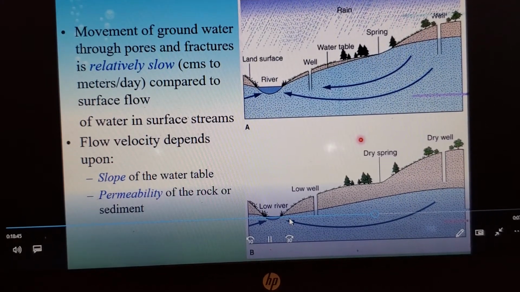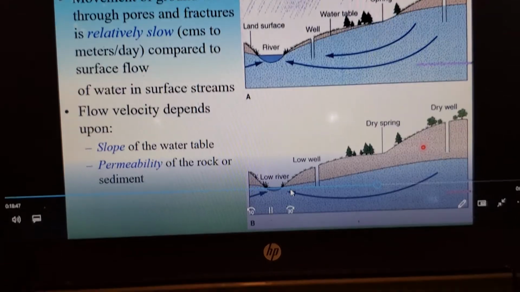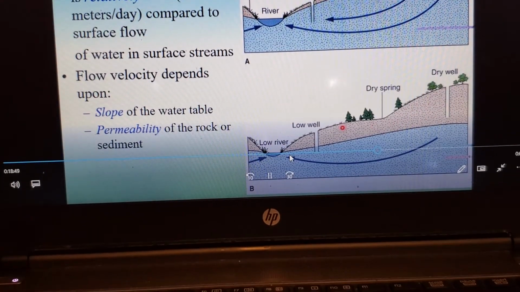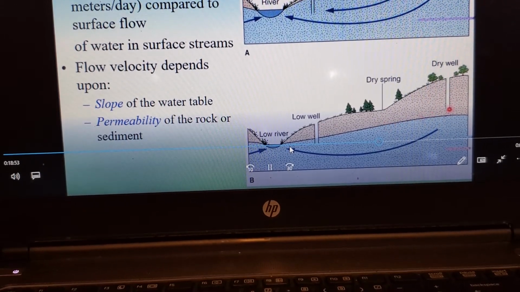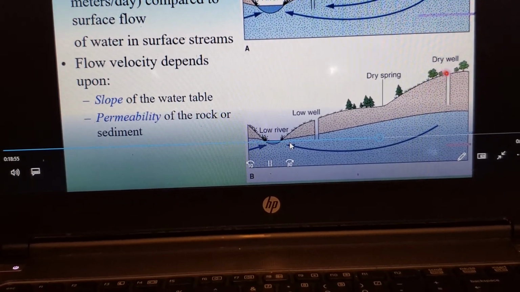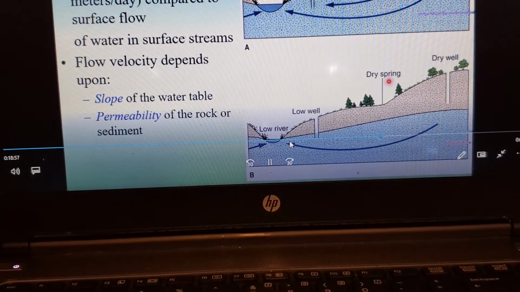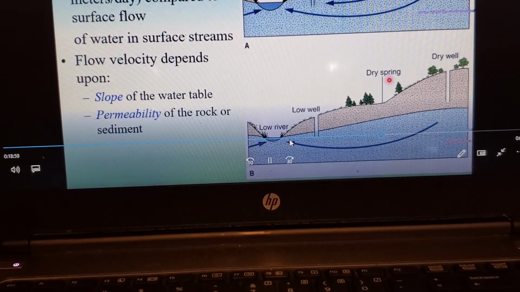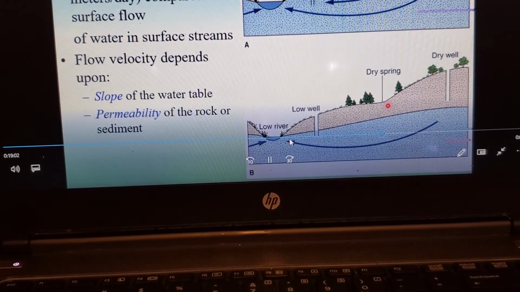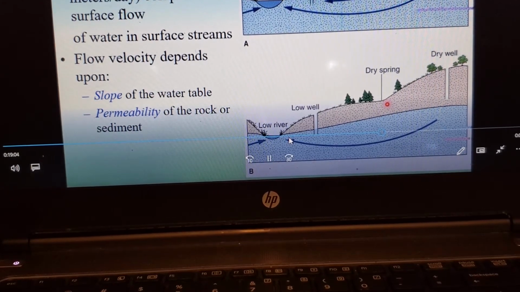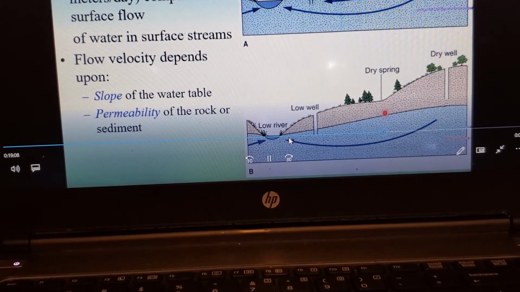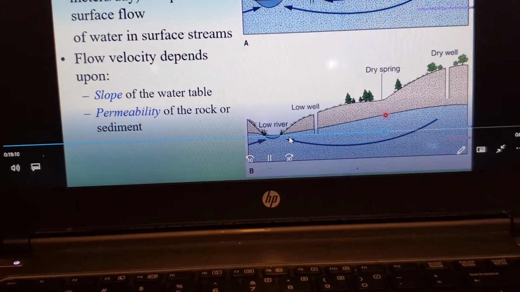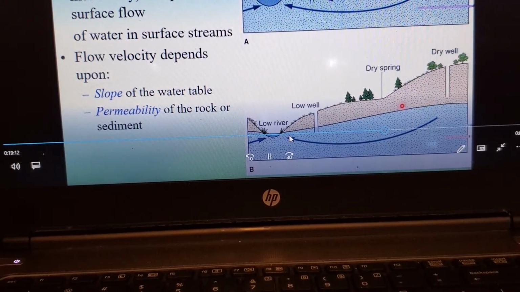During the dry season or a drought, this water table could drop significantly. And when it does, as you can see, this well becomes a dry well. This spring becomes a dry spring. That's why sometimes you go through some regions that have springs, you go there another season and there's no water. That's because the water table has dropped significantly and there's no longer water there to feed the spring.